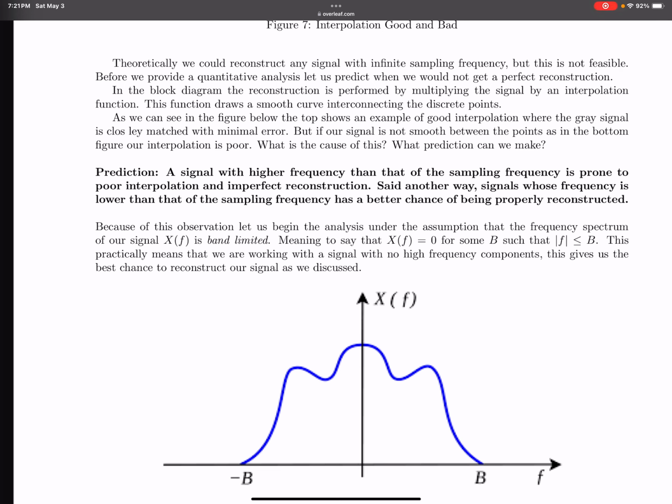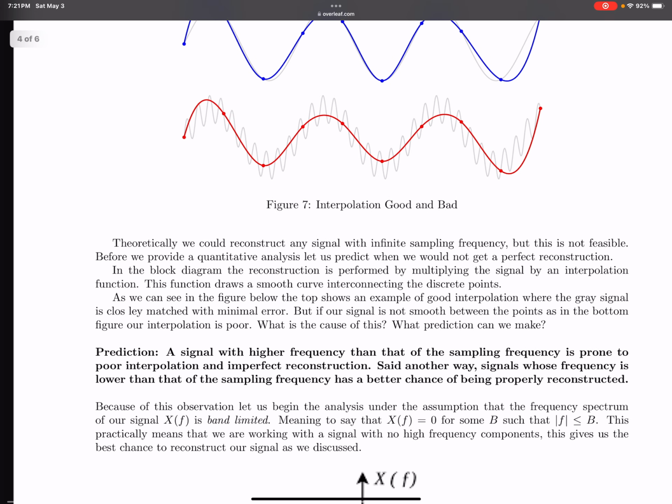In the block diagram, the reconstruction is performed by multiplying the signal by the interpolation function, as we talked about. The function draws smooth curves interconnecting these discrete points. So this red figure that we talked about here is an example of poor interpolation, and we talked about it as the error coming from these high frequency components.